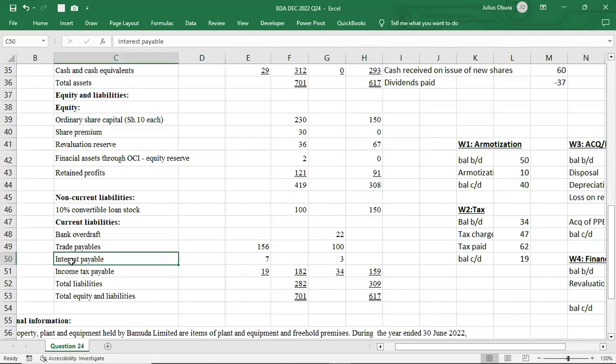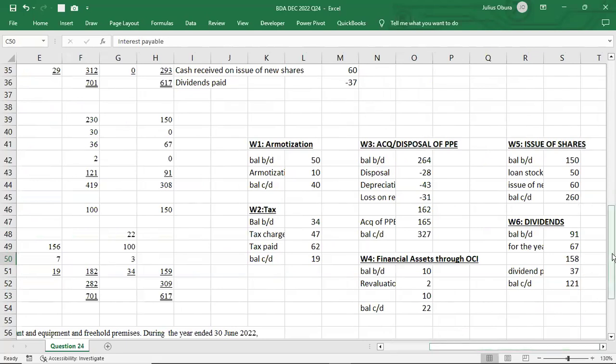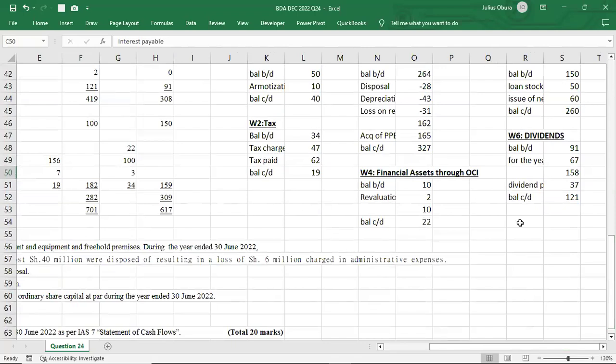We go to current liability, which is about the interest payable. Trade payables, we've dealt with it. Bank overdraft is a cash and cash equivalent. So you go to the interest payable. Again, we are going to do a working for our interest paid, so that we check whether there was an interest paid during the period or not. So that's working 7 for interest paid.